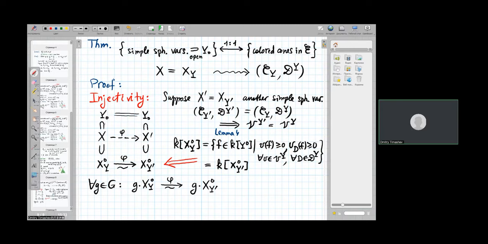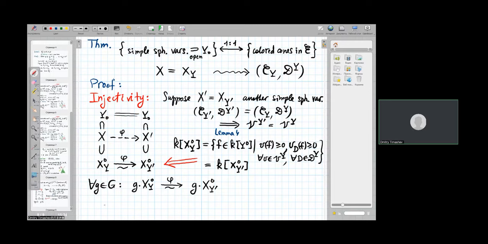So this Y naught is a dense open subset in here and in here. That's why if we are given a map on Y naught, it extends uniquely to a rational map on X. The question is about the domain of definition for this map. So where is this map regular? And we study this question. First, we explain that this map is regular on the open B chart. Next, by G equivariance, this map is regular on any shift of this open B chart.